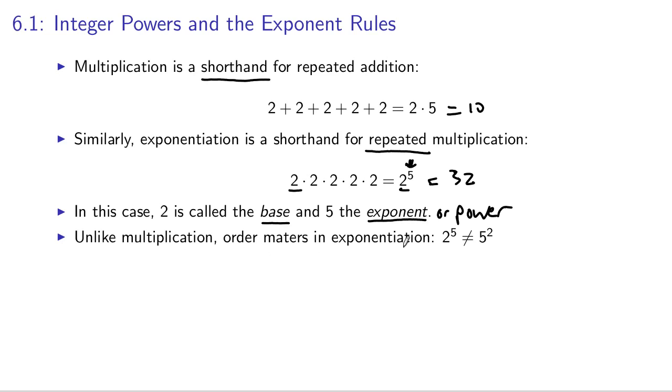Unlike multiplication, where we could multiply in either order and get the same answer, order matters in exponentiation. If you think about multiplication, 2 plus 2 plus 2 plus 2 plus 2 is the same as 5 plus 5. But 2 times 2 times 2 times 2 times 2 is not the same thing as 5 times 5. So 2 to the 5th power is not equal to 5 squared. 2 to the 5th power was 32. 5 squared is 25. These are not equal.